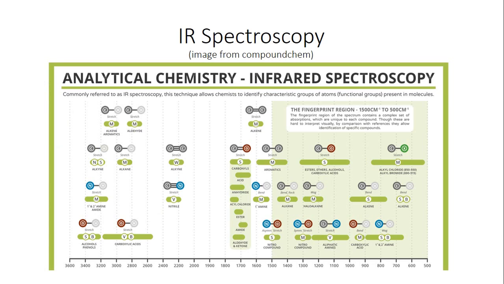And here's a really helpful handout from Compound Chem, and it basically tells you what zones everything is in and what exactly you're looking for. So if you have a really low peak right here, you'll know you have a carboxylic acid and so on. It's really helpful. So that is what was used to analyze the IR spectra.